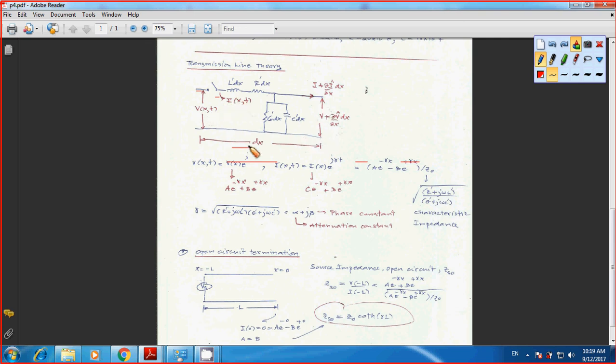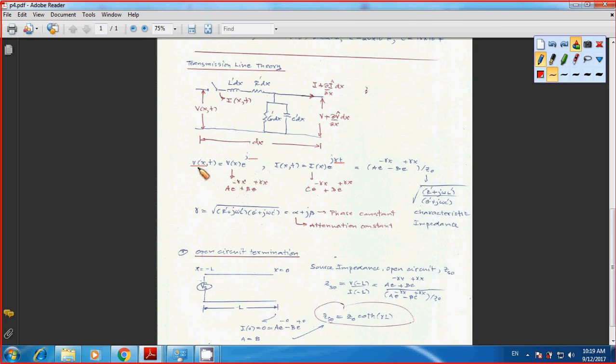On the right-hand side, when you move to the right by dx, the voltage becomes v plus the partial derivative of v with respect to x multiplied by dx, same as I. It's going to be I plus the partial derivative of the current with respect to x multiplied by dx. In this case, v can be written in terms of V(x) multiplied by the time-dependent term, which is equal to e to the power j, actually gamma t. That's what I'm missing, gamma t right here.